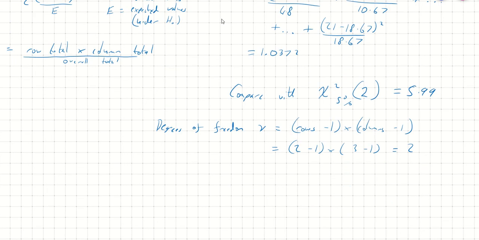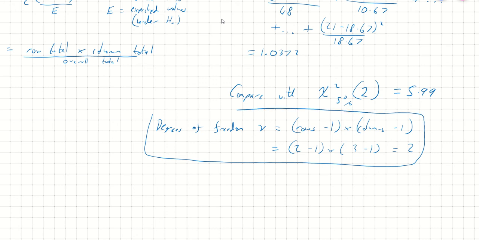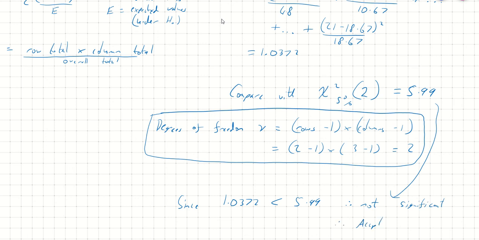So the chi-squared 2 value is 5.99. Since our test statistic 1.0372 is less than 5.99, this is not significant. Therefore, we accept H0 at the 5% level.